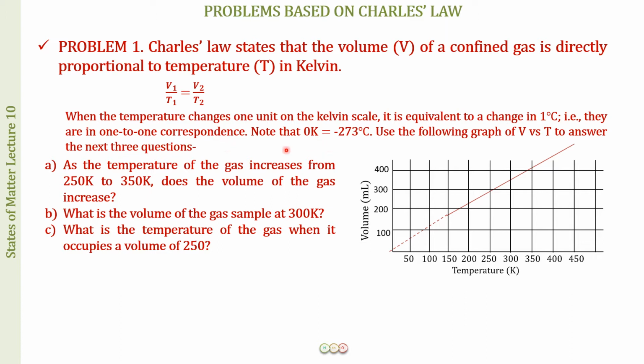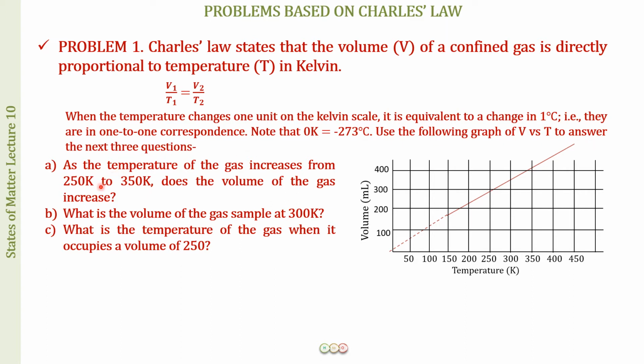Note that 0 Kelvin is minus 273 degrees Celsius. We have done this in detail: 0 Kelvin is the zero of the Kelvin scale, the absolute temperature scale, and this is related to degrees Celsius as minus 273 degrees Celsius being equal to 0 Kelvin. Use the following graph of V versus T to answer the next three questions.